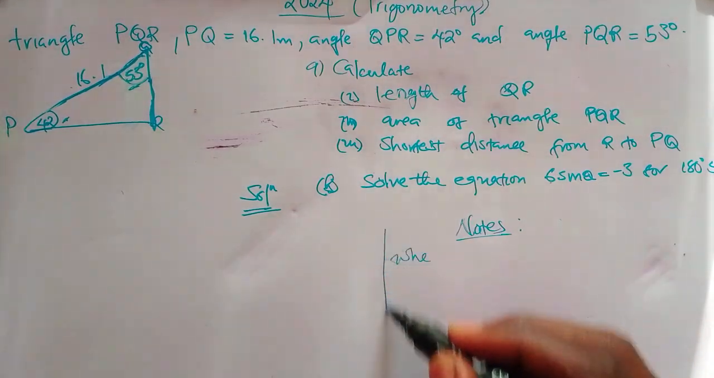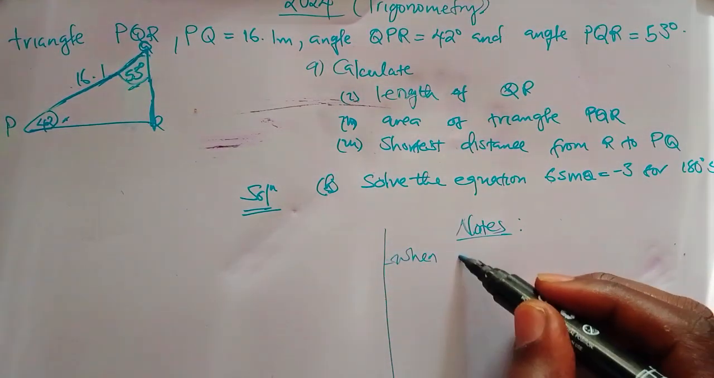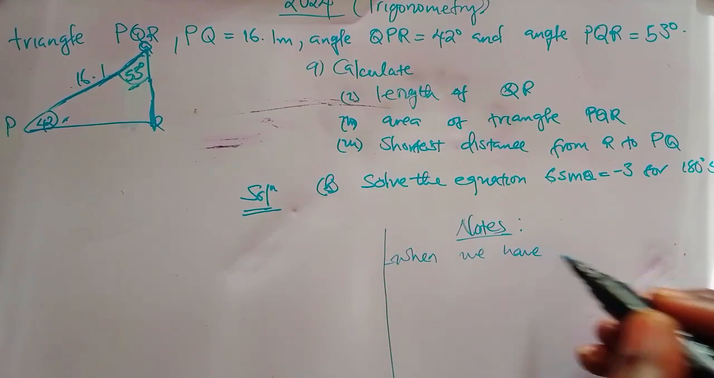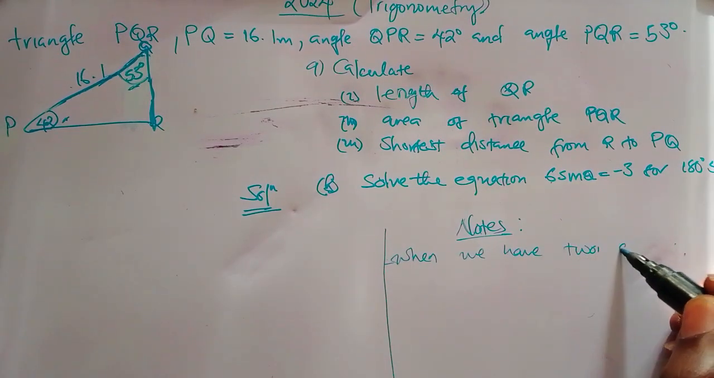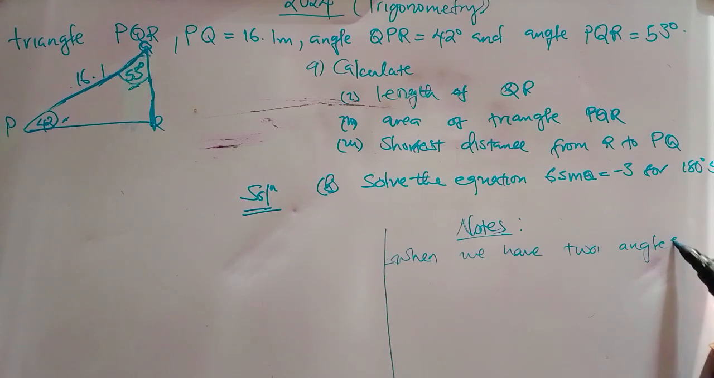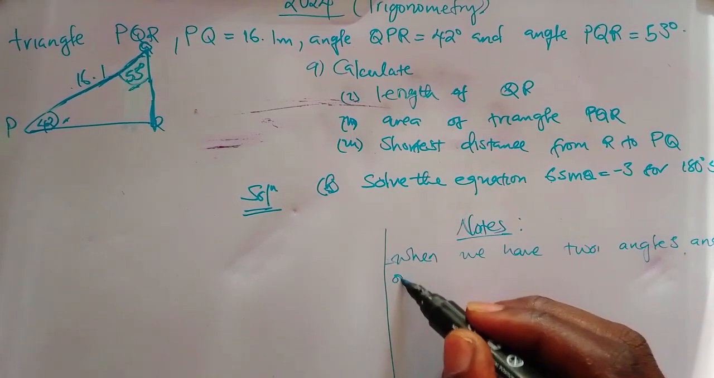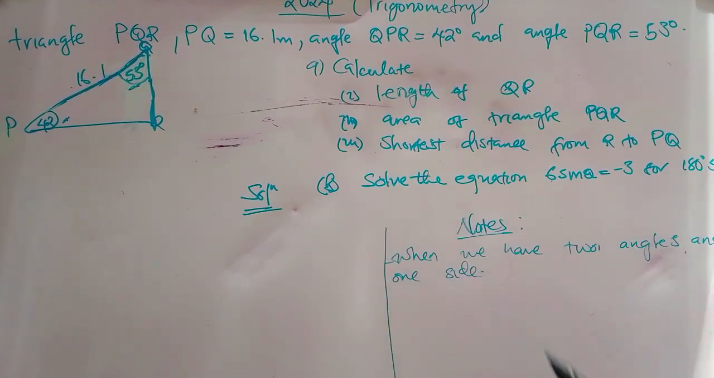When we have two angles and one side. So why are we not using the cosine rule? The cosine rule requires us to have at least two sides for us to use the cosine rule, but the sine rule only requires two angles for you to calculate the other side.